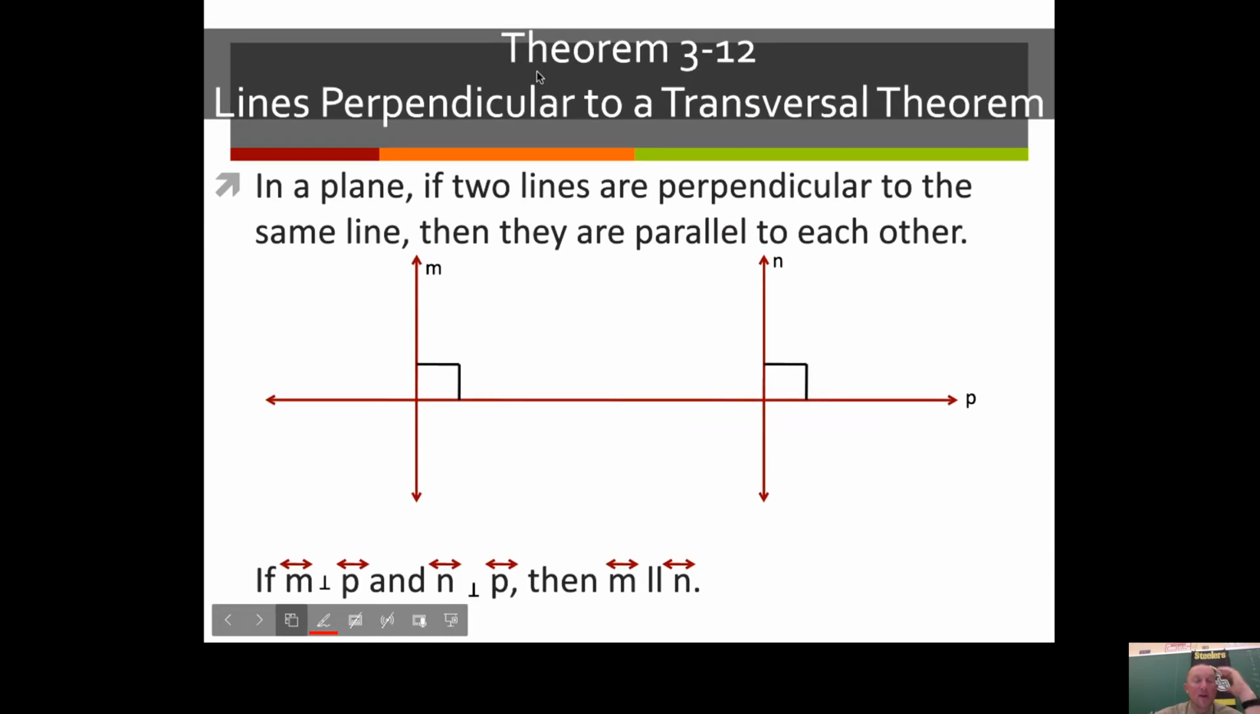Theorem 312 is very similar to the one we just proved. It's called lines perpendicular to a transversal theorem. In a plane, if two lines, that's these two, are perpendicular to the same line, then that means they're parallel to each other. Well, if two lines are perpendicular, that means you get a 90-degree angle. And notice how these two angles are the same. What do you know about lines when your corresponding angles are the same? You know that the lines are parallel.